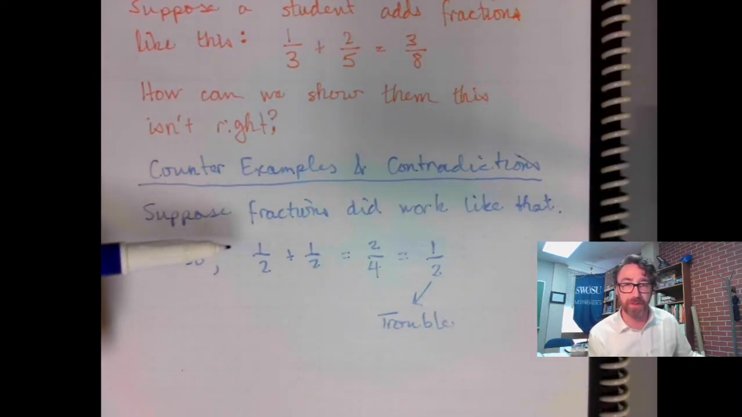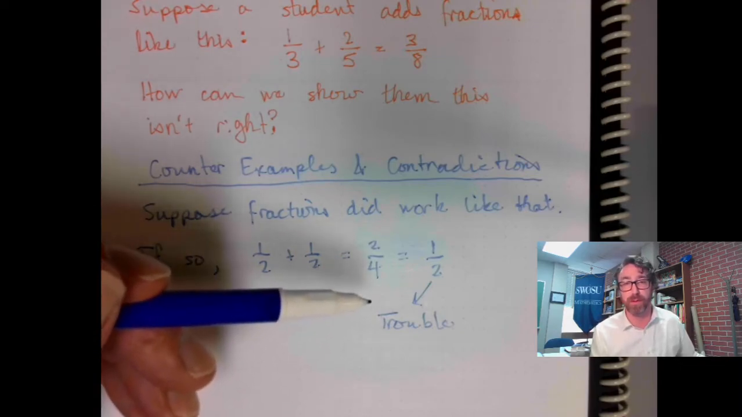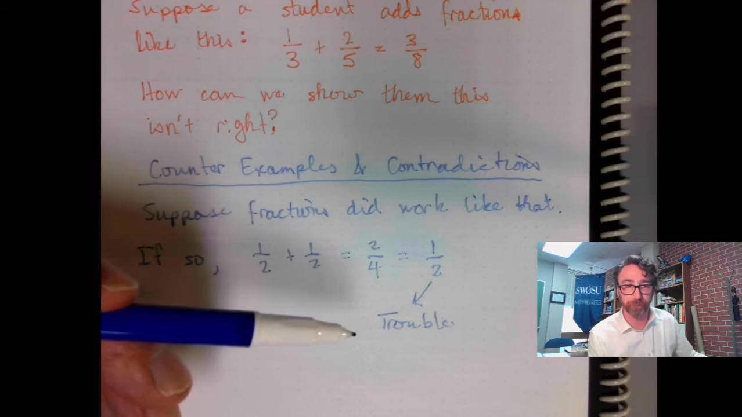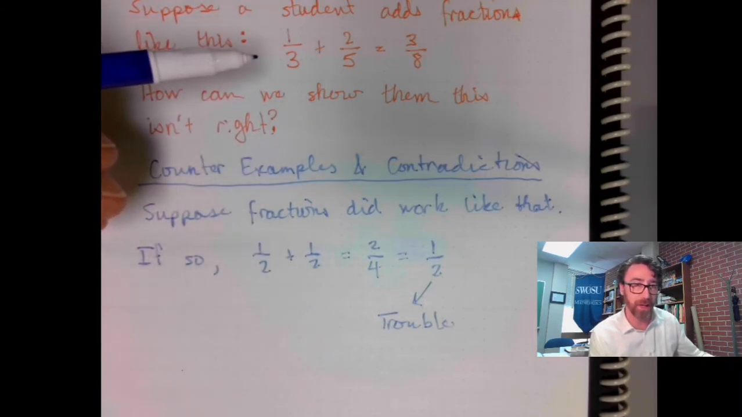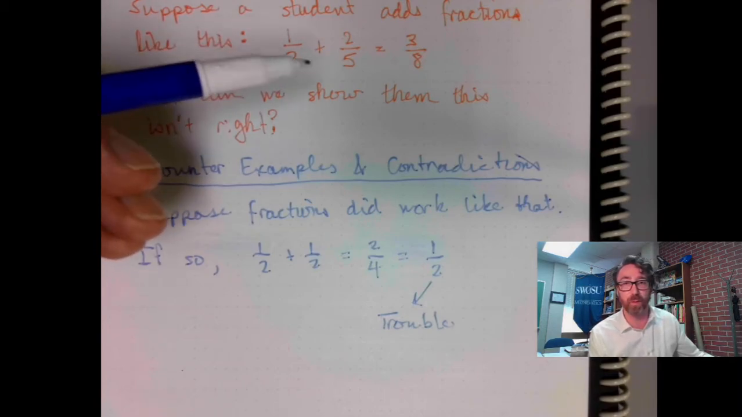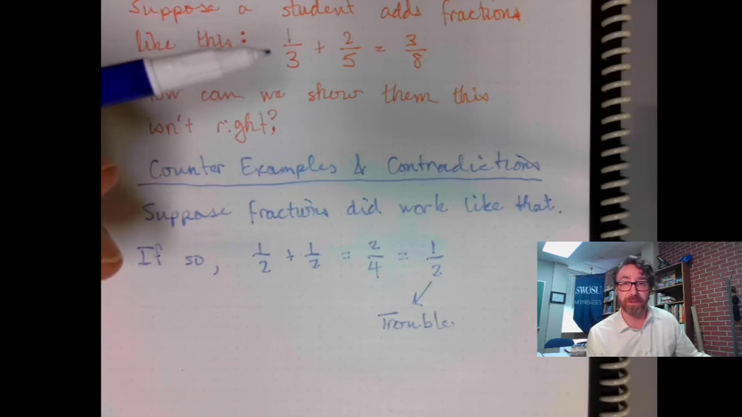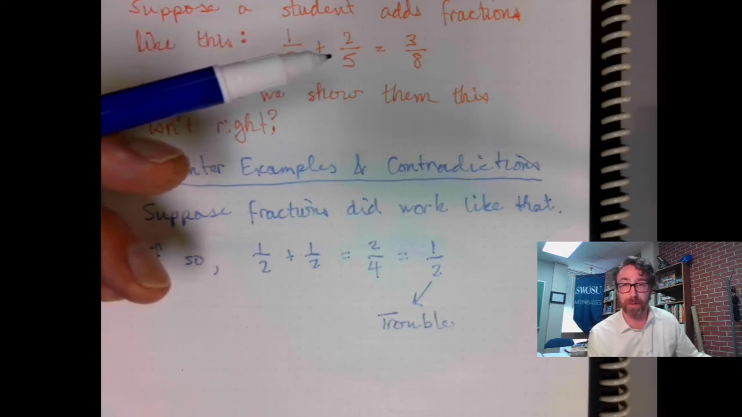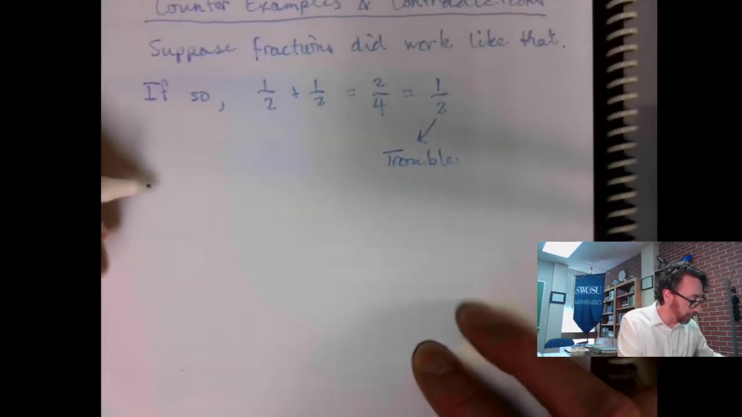So this premise that we can add fractions this way leads to absurdities. Okay, and this is a good technique to use to demonstrate why this isn't the way it works. It would be wonderful, it would be easier to do fractions this way, but the world just doesn't go like that. Another example.